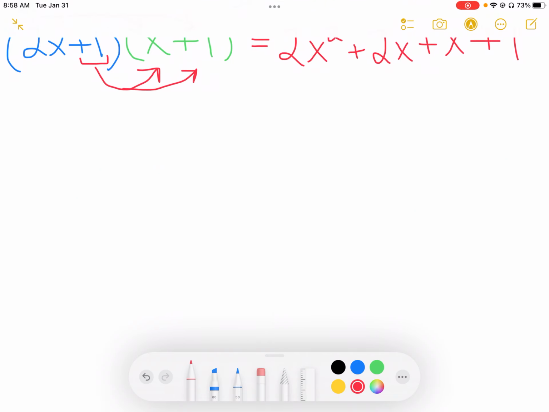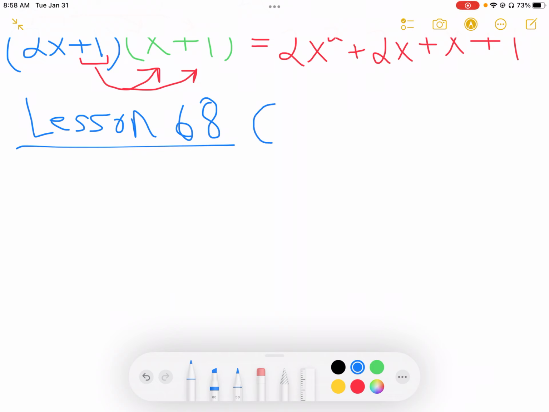Lesson 68. As you see in the title, it says more about complex fractions. You guys have seen things very similar to this before. So lesson 68, complex fractions.